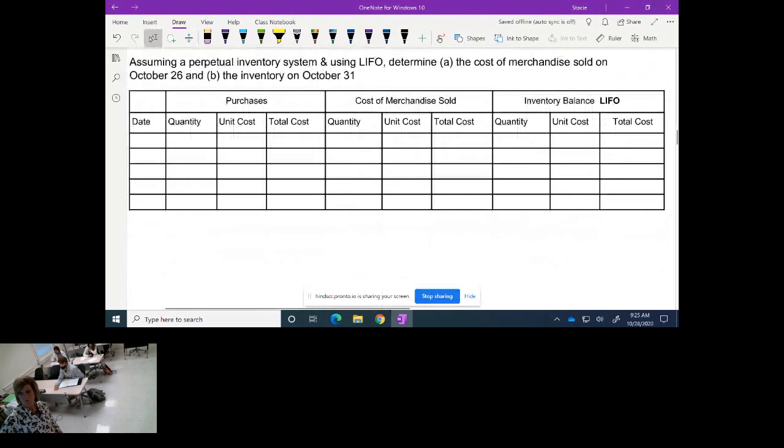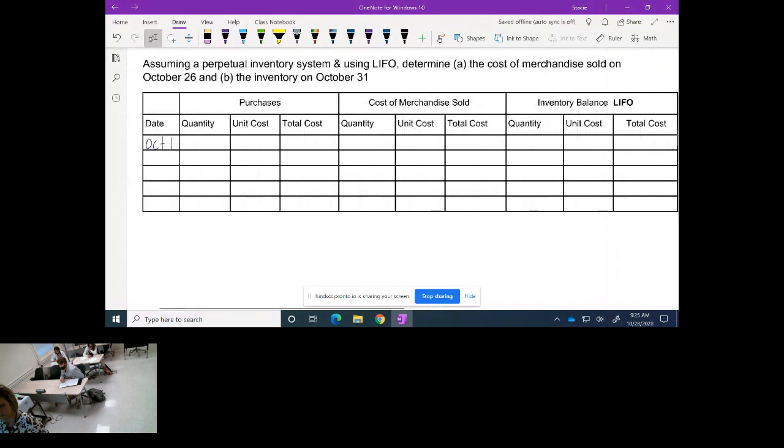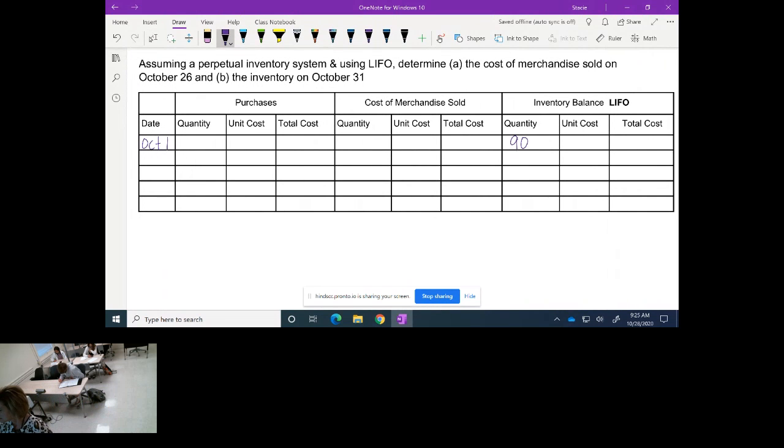All right, so October 1. We're starting with 90 units. I barely touched that thing. 90 at 65.